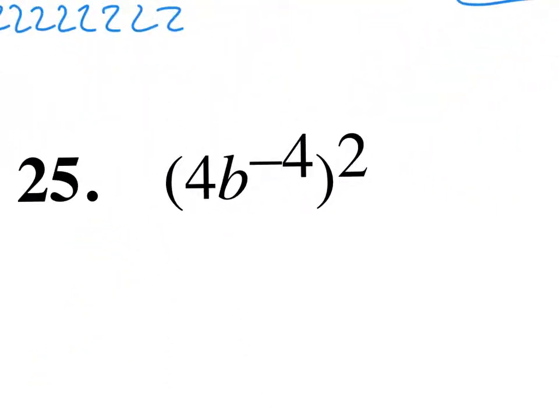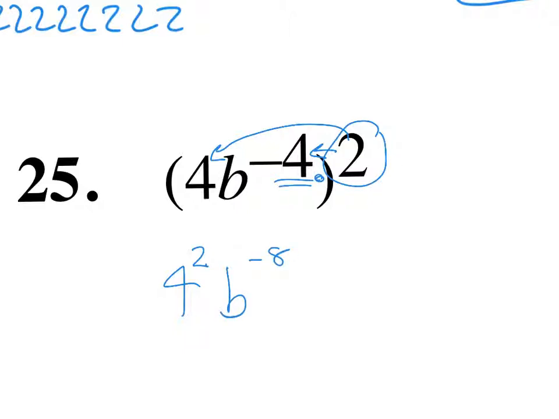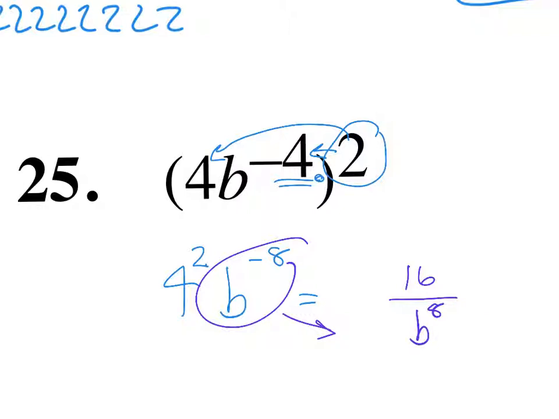All right, if I use the rule, power to power, I'm going to distribute that exponent, so that's really 4 to the power of 2, b to the power of negative 4 multiplied by 2, which is negative 8. This is really 16, and the b to the negative 8 gets flopped down to the bottom and becomes positive. That's your answer.